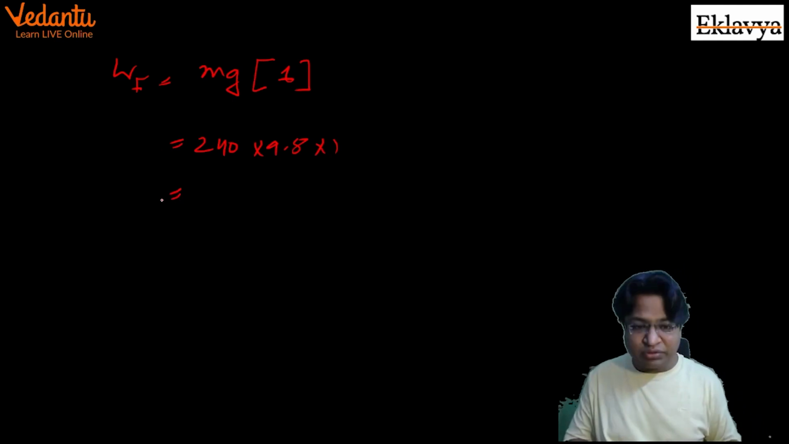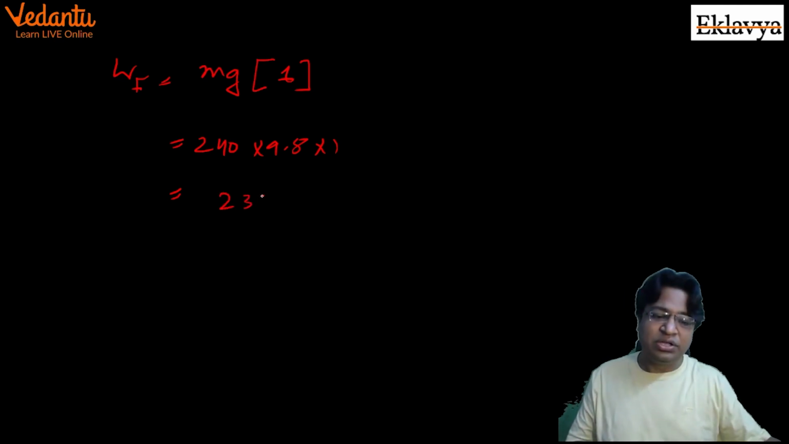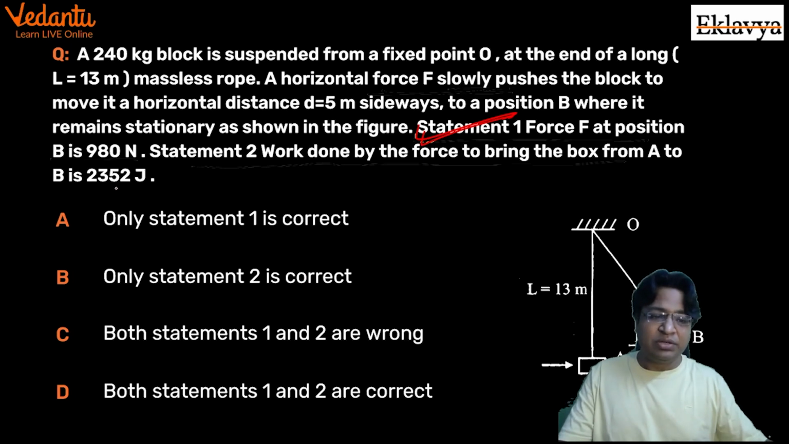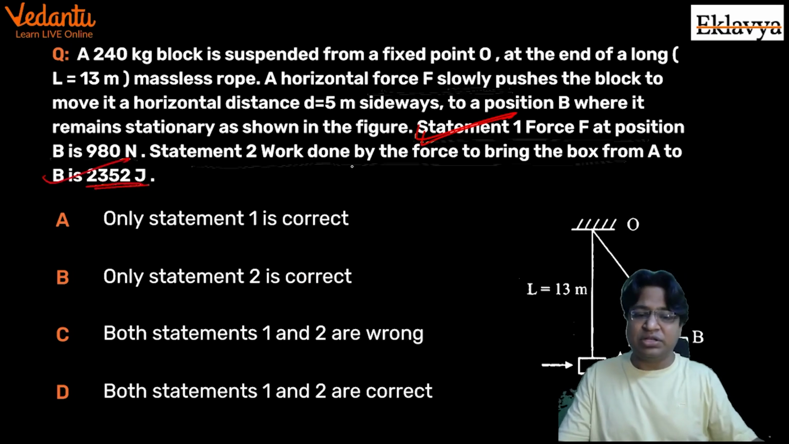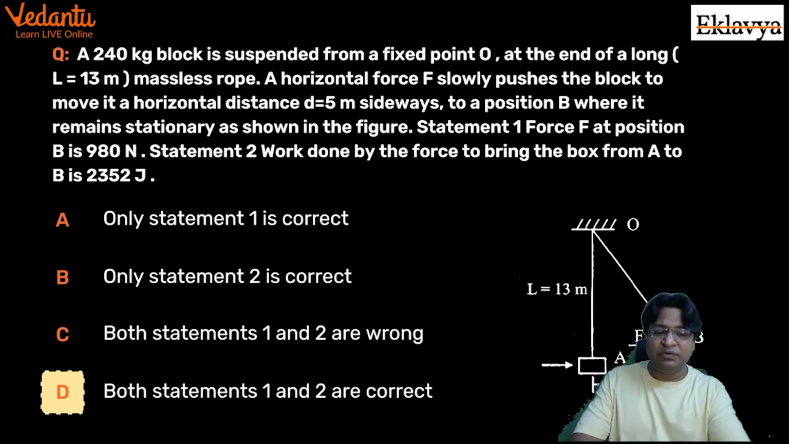And again, let me make use of the calculator. So this is 240 into 9.8. That gives us 2352 joules. Now let's go back and check the number here. It was indeed 2352 joules. So even this is correct. Okay. So both statements are correct, so option D would be correct here. Okay. So option D would be the right one here.